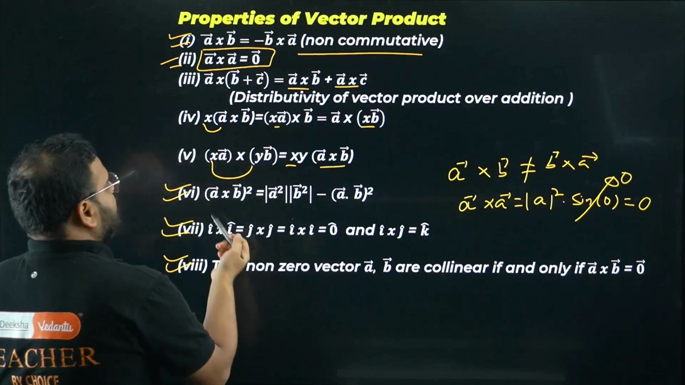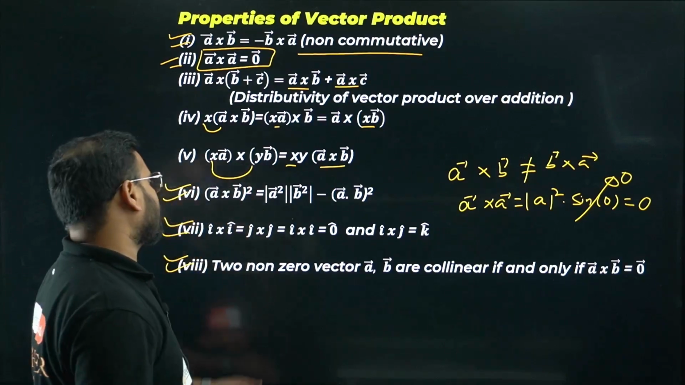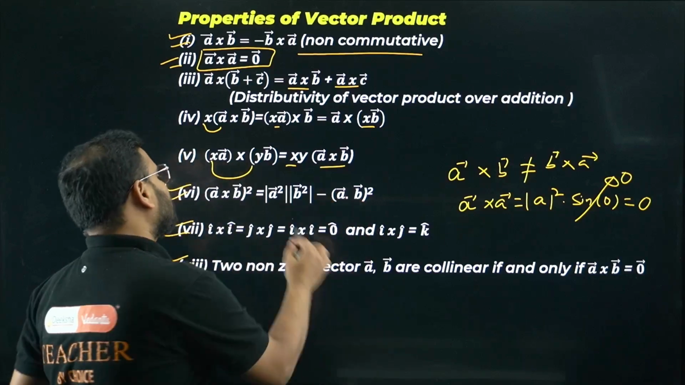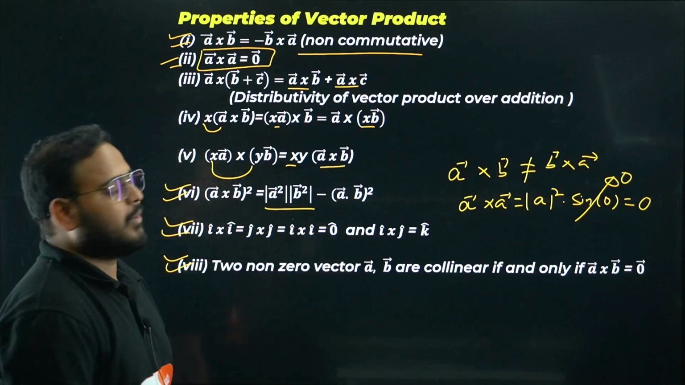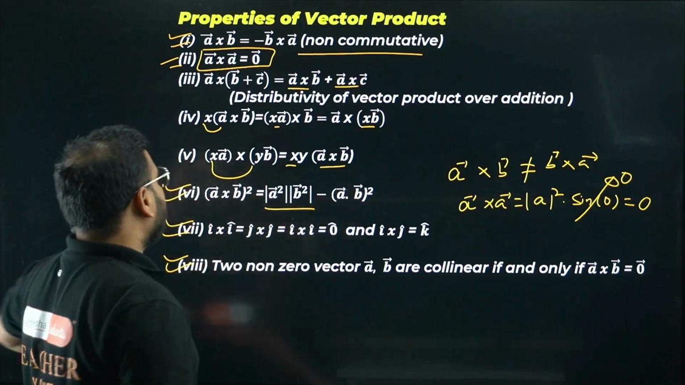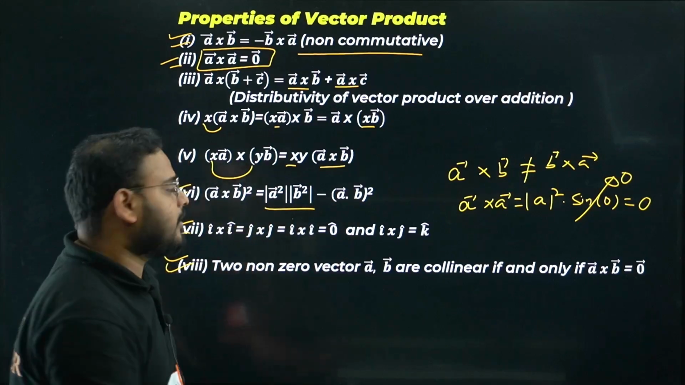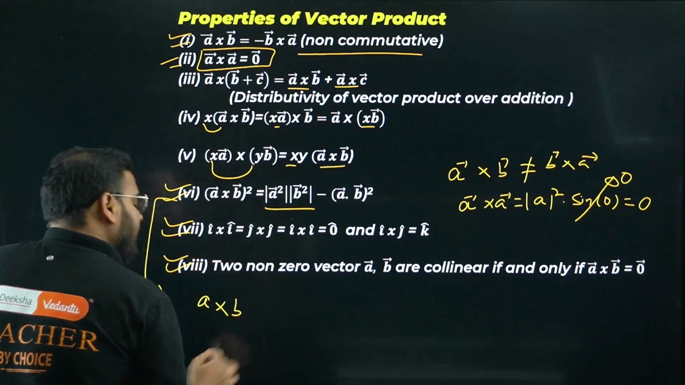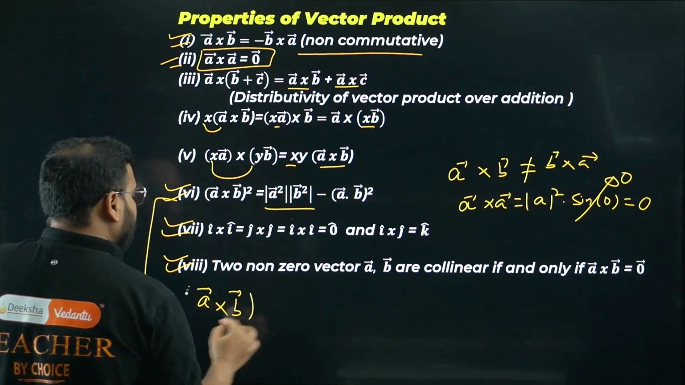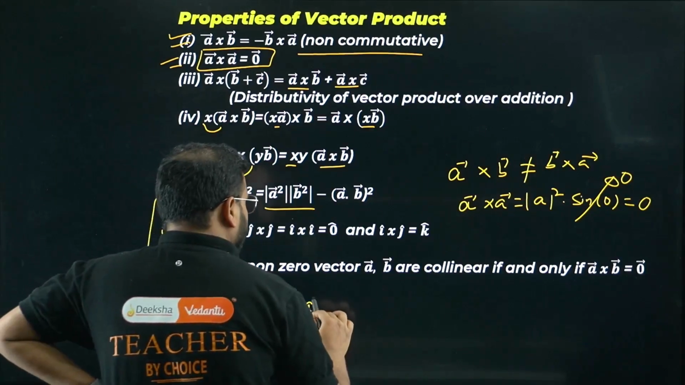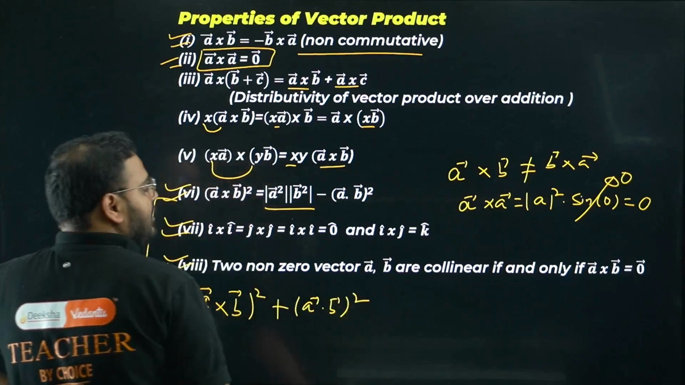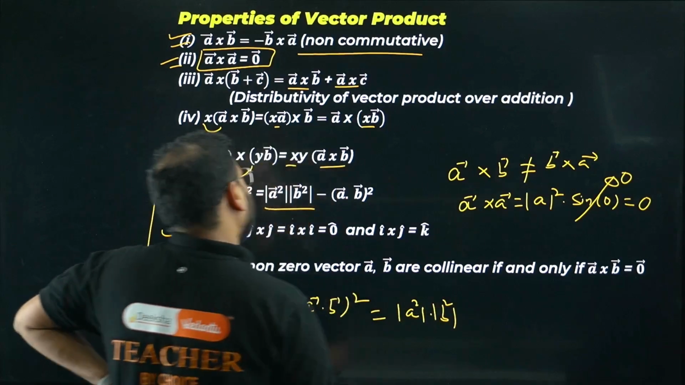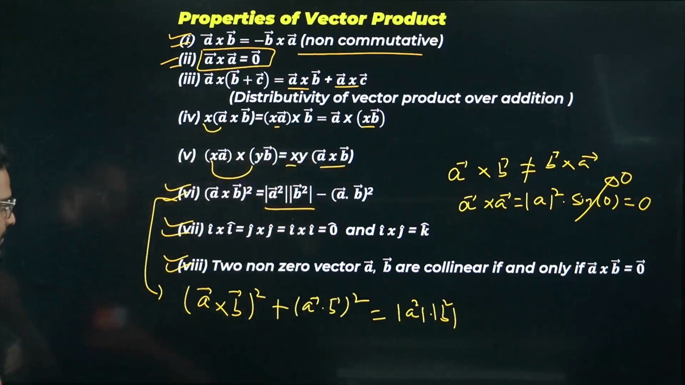Now this property. The square of the cross product of two vectors, if you add that to the square of the dot product, you'll get the product of the vectors in square format. If you take A cross B, the whole square, and add it with A dot B, the whole square, it will become A square times B square. That's the property. Now what is the next one?